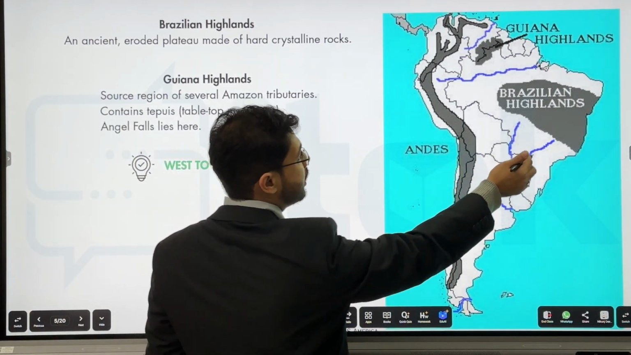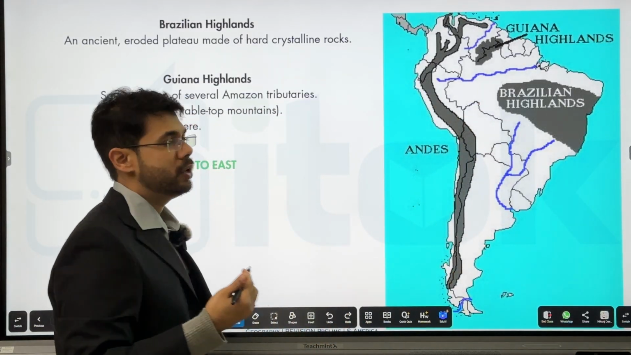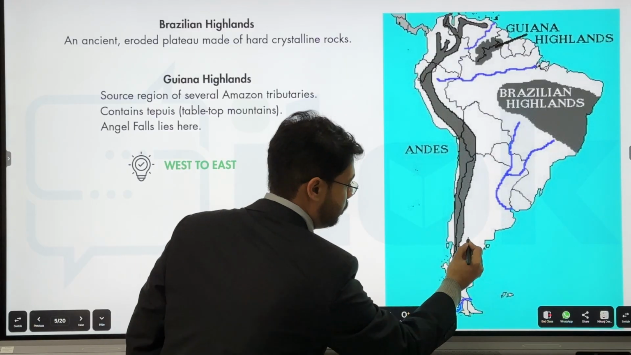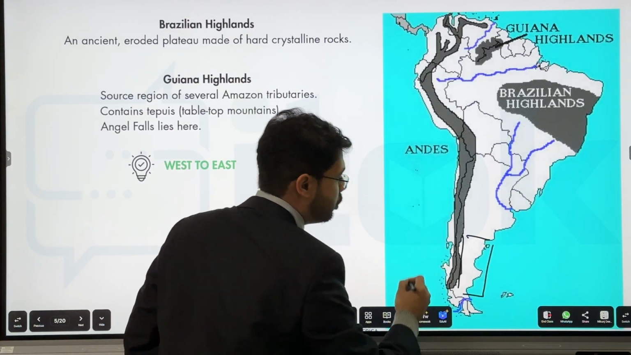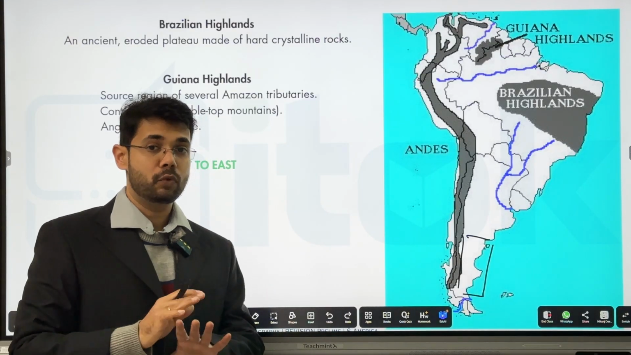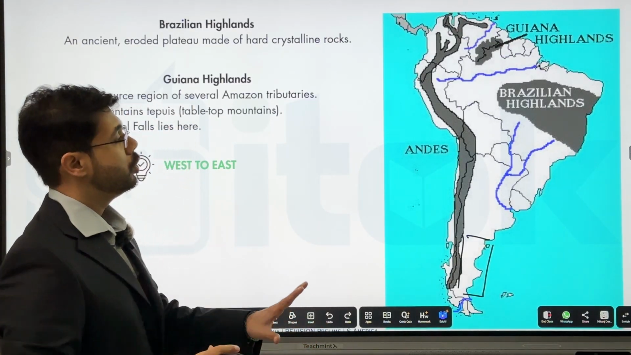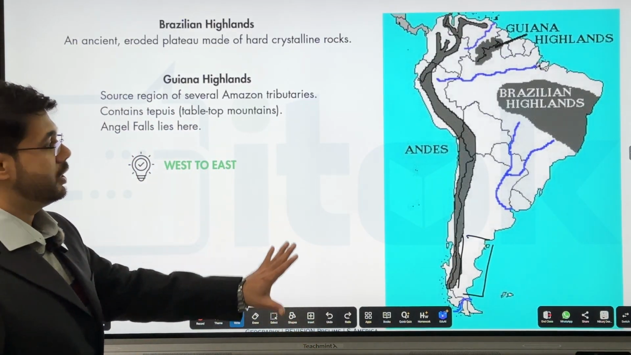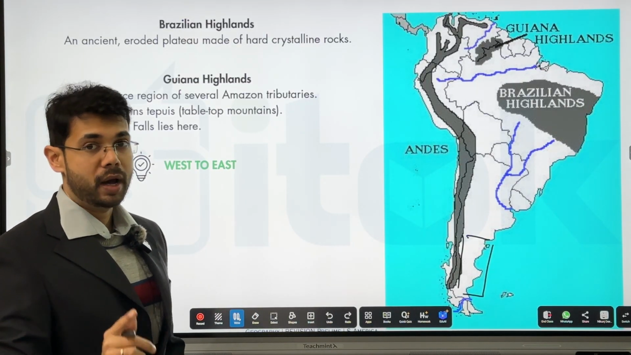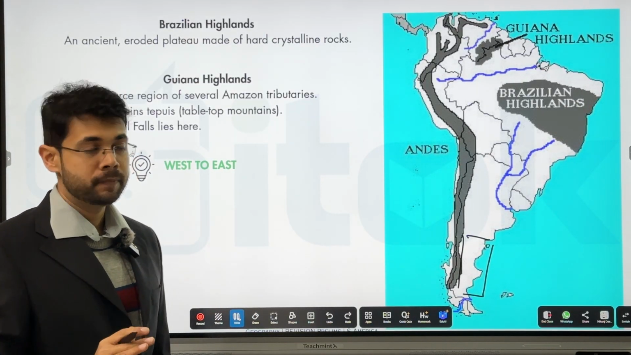The Brazilian highlands and the Guiana highlands. Of course, there are more highlands present. Some of the textbooks also focus on a Patagonia plateau present over here, but I have not seen it in many textbooks. I've seen it in some textbooks, so I'm not focusing on that a lot. So there are Guiana highlands and Brazilian highlands. Just remember them. And you see, this is also the reason why we are not seeing grasslands.